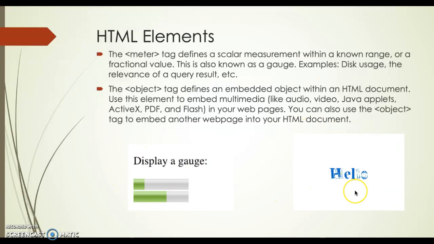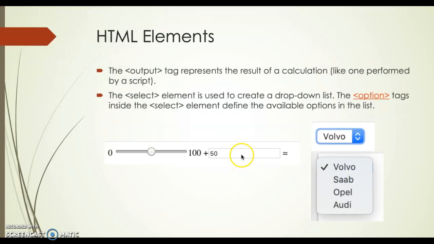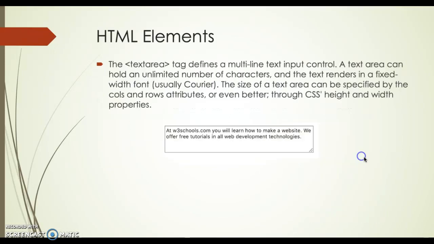The object tag defines an embedded object within an HTML document. We can use this element to embed multimedia like audio, video, Java applets, etc. Here we have the output tag, which represents the result of a calculation like the one performed here. The select tag is used to create a drop-down list like this one. So you can select the option elements that define the available options in the list.